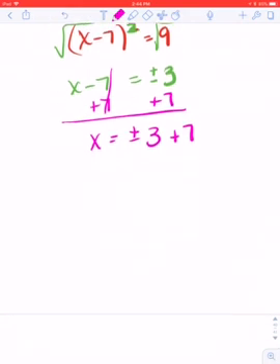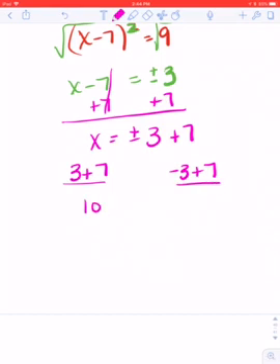The only piece for me to do now is to kind of deal with the positive and negative piece there. So one time through it's going to be positive, and one time through it's going to be negative. So 3 and 7 is going to be 10. Negative 3 and 7, if I add them together, is going to be 4. Now I'm going to add x equals 2 in the front and add my "or" in between.